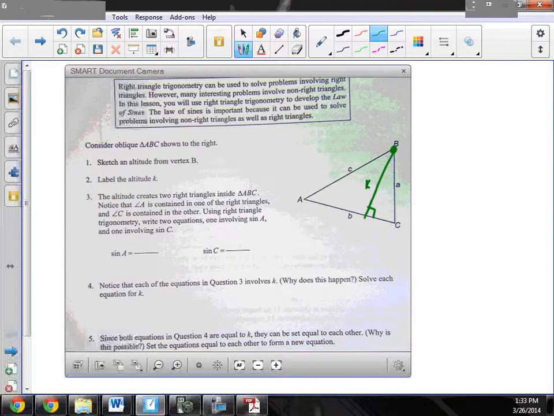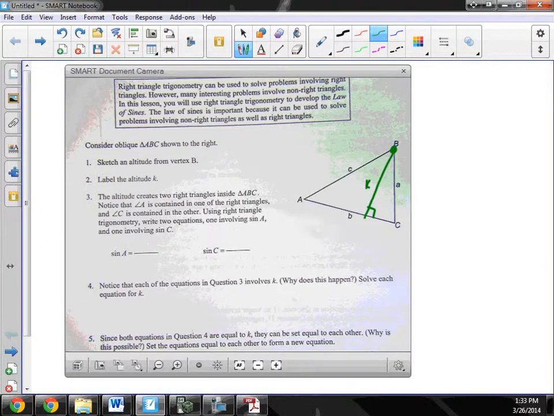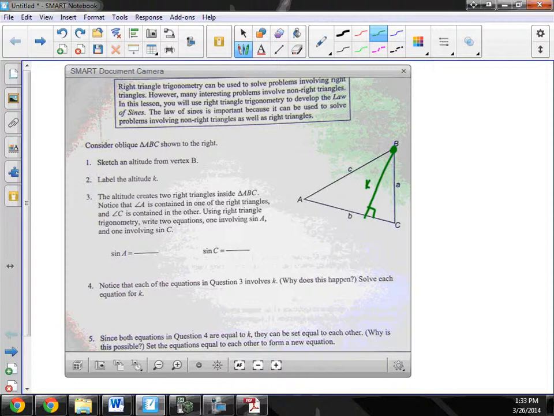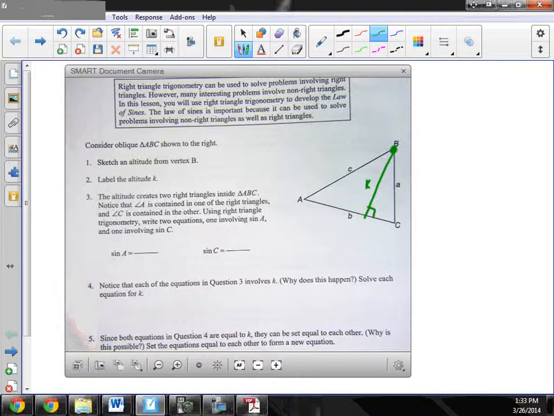Now that has split triangle ABC into 2 right triangles. Everybody agree? Okay, and k is the same value on both triangles. It's a leg of both of those 2 triangles. So the altitude creates 2 right triangles. Notice that angle A is contained in one of the right triangles. So A is part of the bigger triangle, and C is contained in the other.